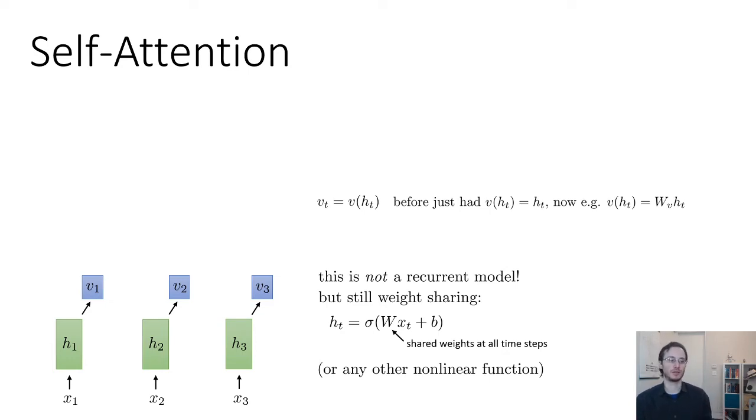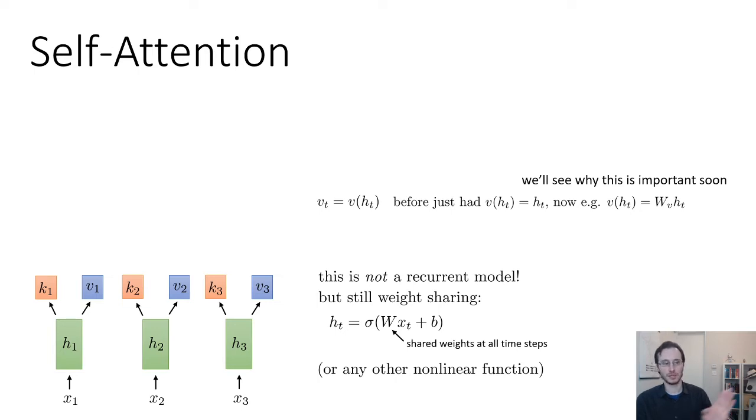For example, it could be a function that maybe masks out certain values of ht. Maybe it takes those parts of ht that are relevant for values and discards the rest. Or maybe it transforms them in some more complex way. wv is going to be learned. And we'll see soon why it's important to have a learned value. We're also going to output a key at every time step.